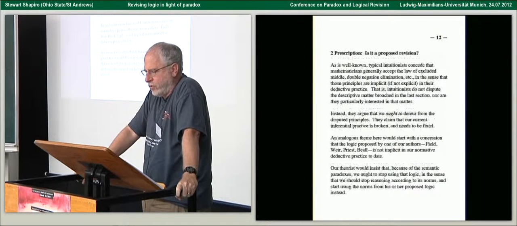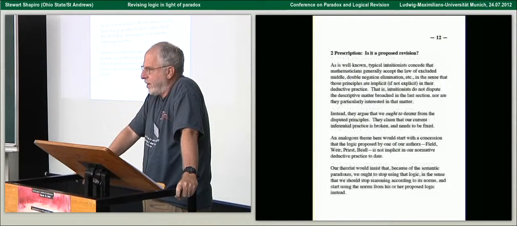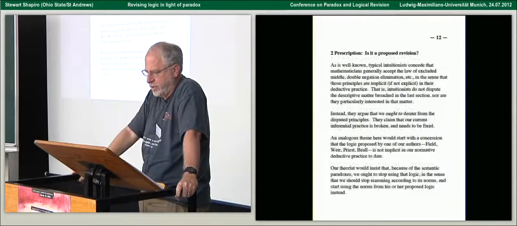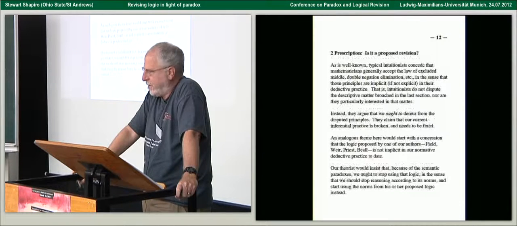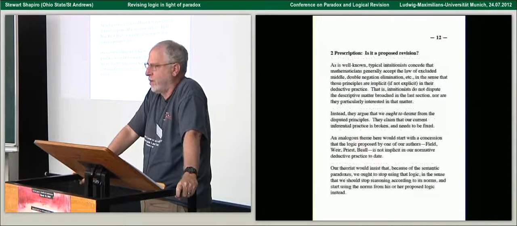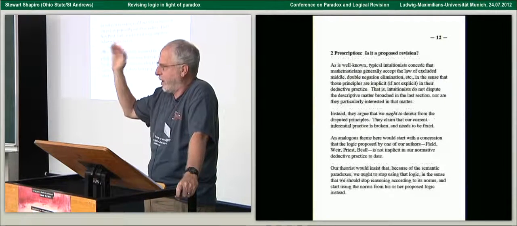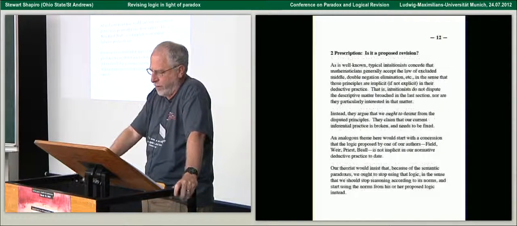Instead, the intuitionist argues that we ought to demur from the disputed principles, from excluded middle. They claim that our current inferential practice is broken and it needs to be fixed. Of course, each one will give you a different reason as to why it's broken and why it needs to be fixed. But they concede, or they seem to concede, that the descriptive theory, well, they don't have to concede that the classicist has that right, but whatever it is, that isn't what they're up to.